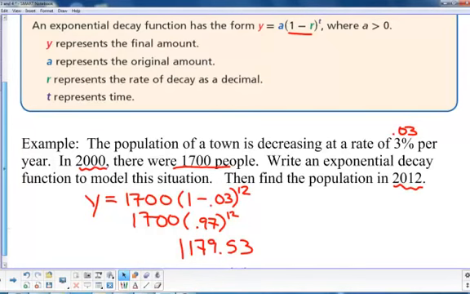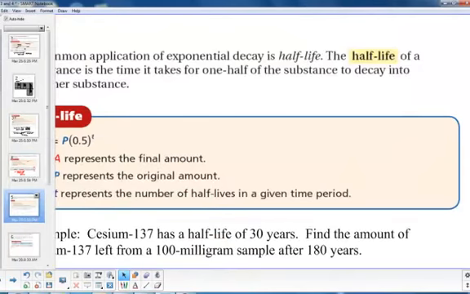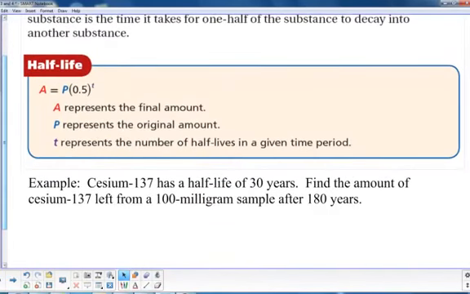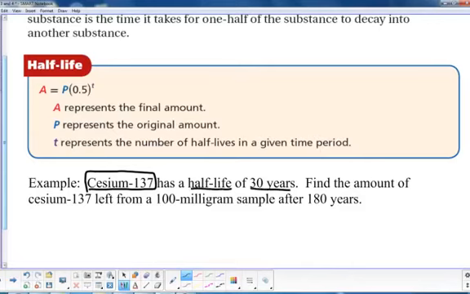There's another special decay situation, and that's called half-life. If something has a half-life, that's how long it takes for it to cut in half. So we have cesium-137. This 137 is just attached to the cesium. This is not a number that we're using. It has a half-life of 30 years. That means every 30 years it halves.